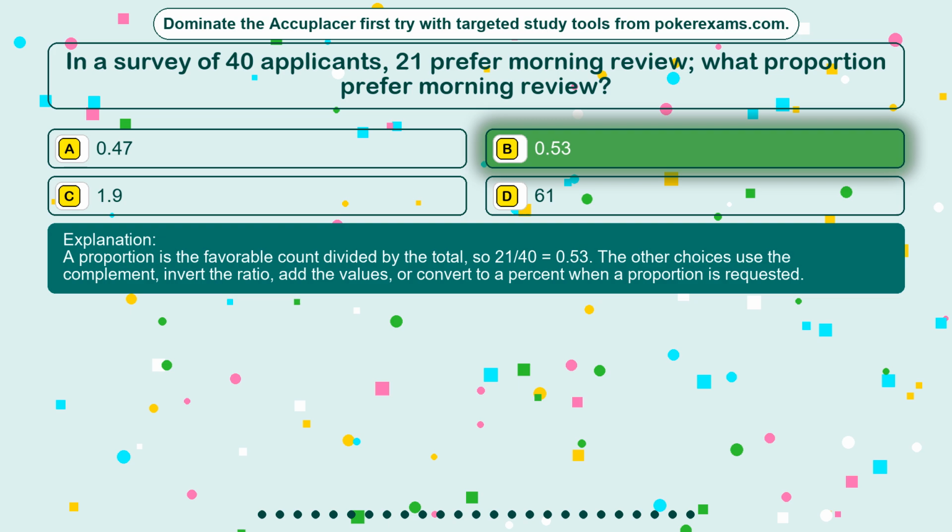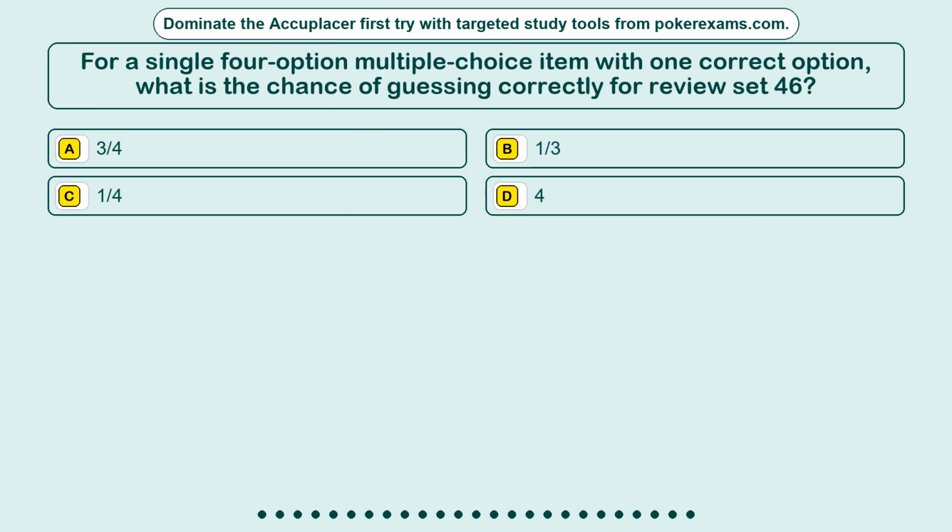Question 10. For a single 4-option multiple-choice item with one correct option, what is the chance of guessing correctly for review set 46? Option A, 3/4. Option B, 1/3. Option C, 1/4. Option D, 4.